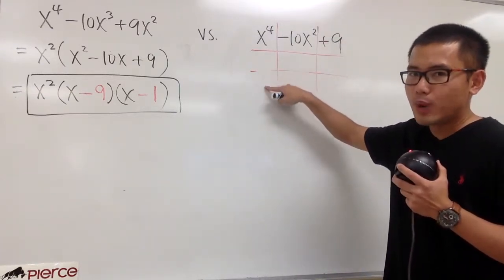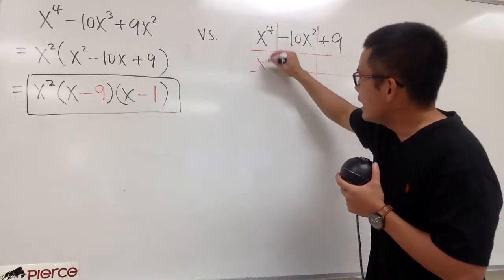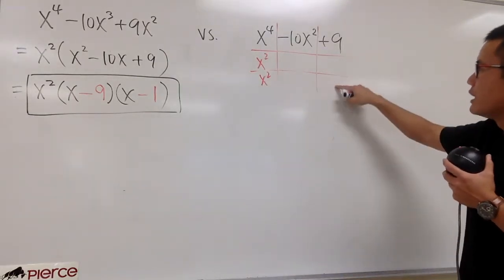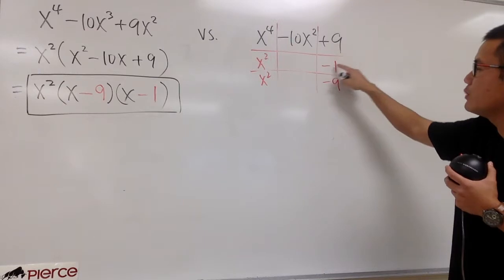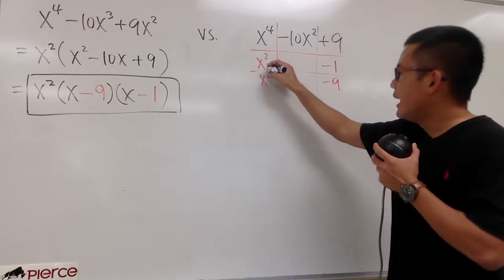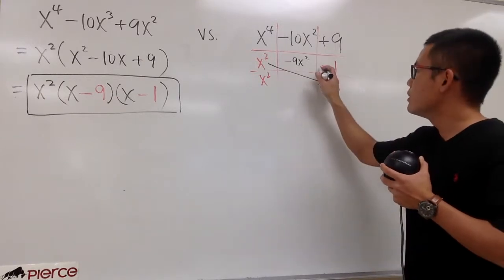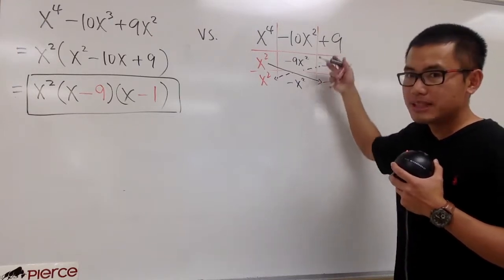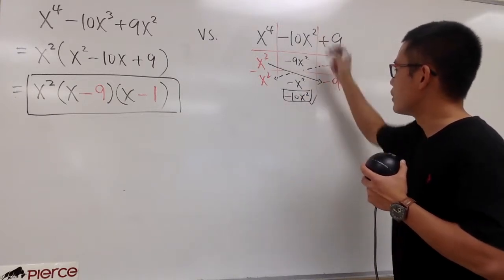Okay, what times what will give us x to the fourth power? Let's just keep the powers balanced. Let me use x squared and x squared. How's that? And now I will move to here. What times what will give me positive 9? Let me try it with minus 1 and minus 9. Negative 1 times negative 9 will give us positive 9, right? And if I cross multiply x squared with negative 9, that gives us negative 9x squared. And if I do negative 1 times x squared, that's negative x squared. Combine like terms in the middle, and this gives me negative 10x squared, which matches exactly with the original.